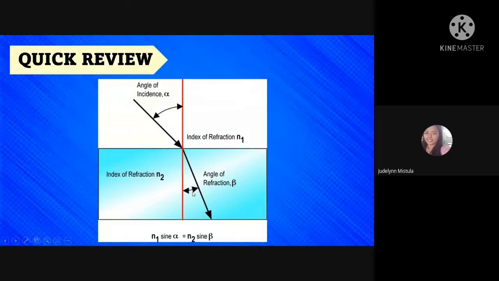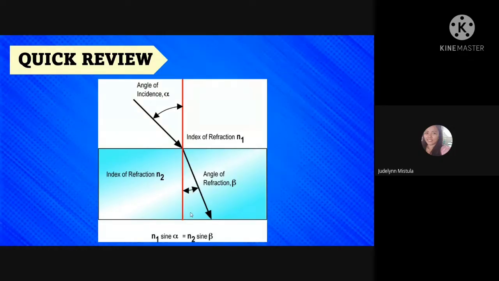Now, if a ray of light passes across the boundary of a material in which it travels fast into a material in which it travels slower, then the light ray will bend towards the normal line. However, if a ray of light passes across the boundary from a material in which it travels slow into a material in which it travels faster, then the light ray will be refracted away from the normal line.